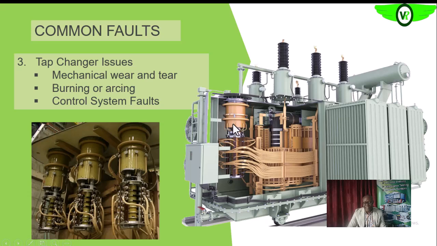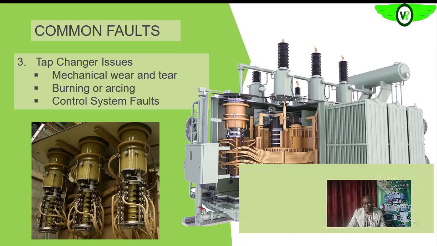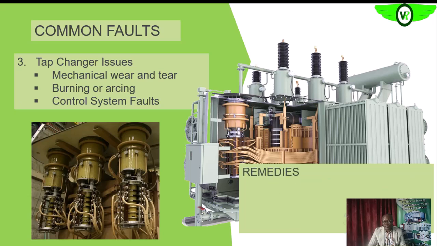So if the control system to that particular motor is faulty, of course it can result in either not turning the tap changer appropriately, or even an outright failure. And if it does not turn it appropriately, it can also result in partial contact that can create problems in the system. So how do we remedy issues or problems with our tap changer?